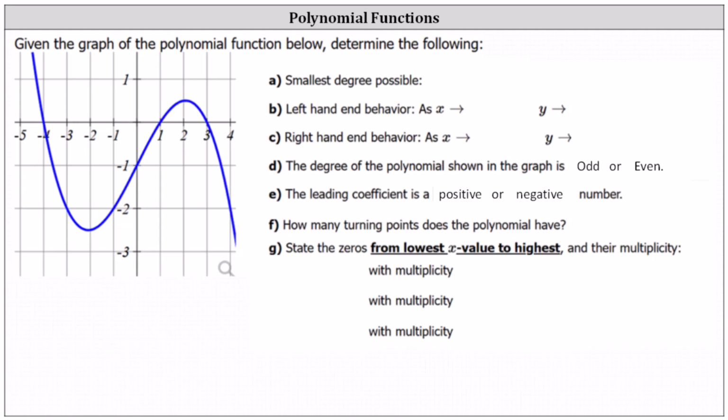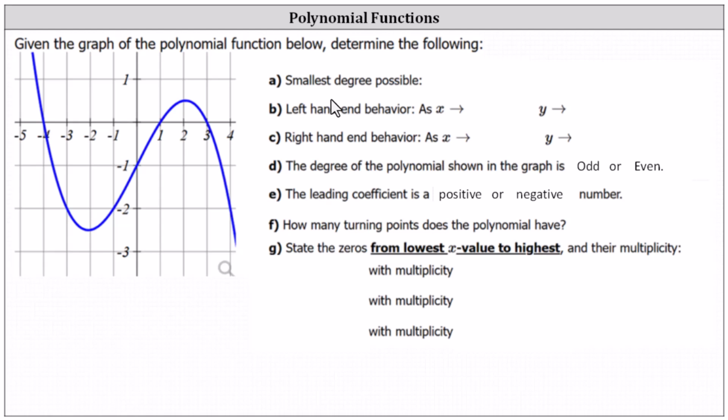Given the graph of the polynomial function below, we want to determine the smallest possible degree, the left and right hand behavior, determine whether the degree of the polynomial is odd or even, determine whether the leading coefficient is positive or negative, determine the number of turning points, and then state the zeros as well as their multiplicity.